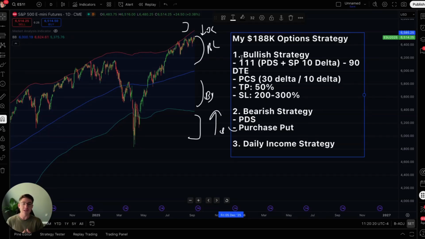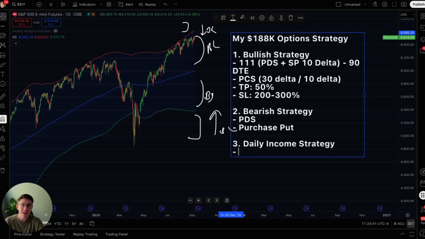All the 0 DTE and 1 DTE strategies are fun, but they're not as consistent, not as profitable as we see with the bullish and bearish strategies. Now, the daily income is still a great strategy. I've made about $1,300 from it in the last 2 months using just one contract. It's really not bad at all. So it does help increase my returns and just give me something to do with my ADHD.